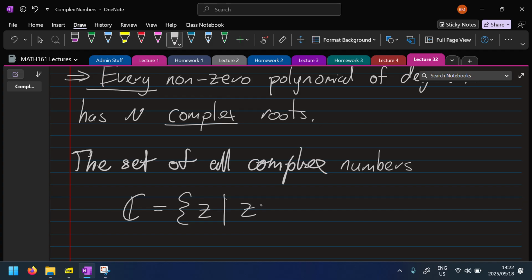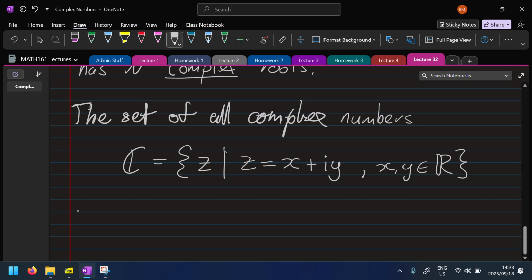Such that z is equal to x plus iy. So we know what I is, we know what x is, we know what y is. We form this new number, z, where x and y are real numbers. So you take real number x, real number y, you form this little sum there with I, and that is a complex number. So, some examples.